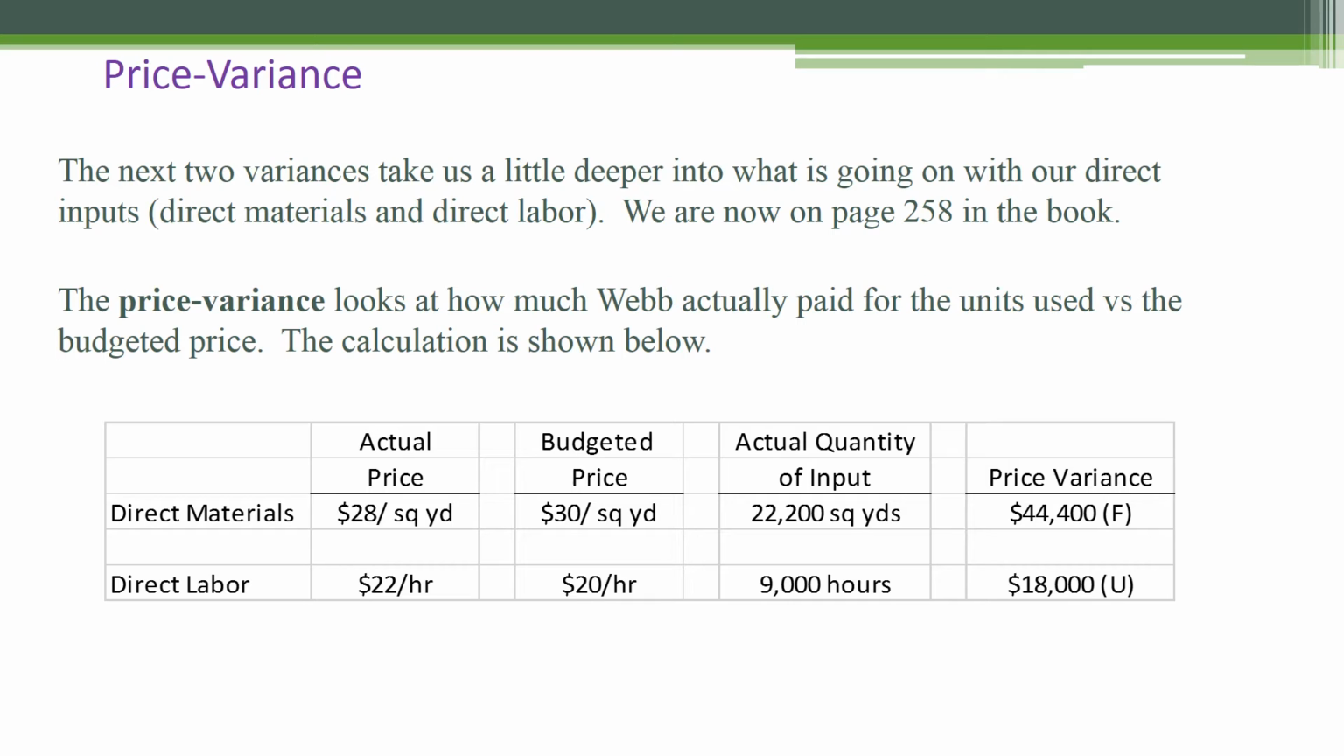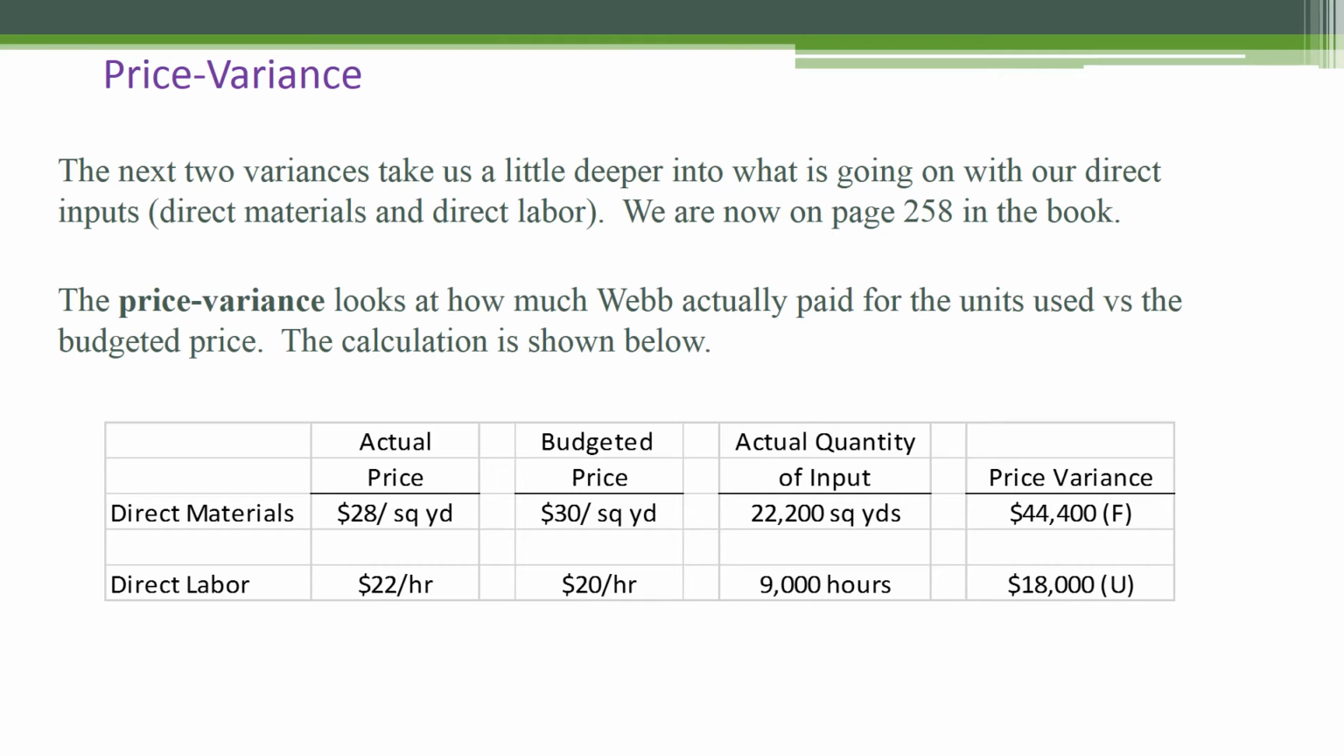If we multiply this times the difference between the actual and the budgeted price of $2, we get a $44,400 favorable variance, meaning that we have a price variance in our favor because we actually purchased the material $2 cheaper than what we budgeted for.